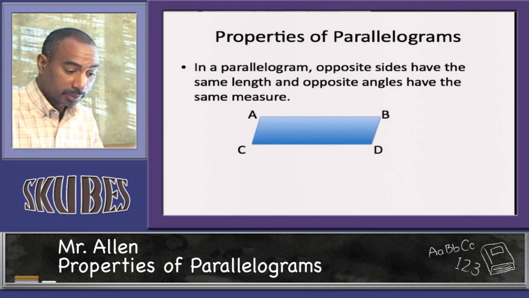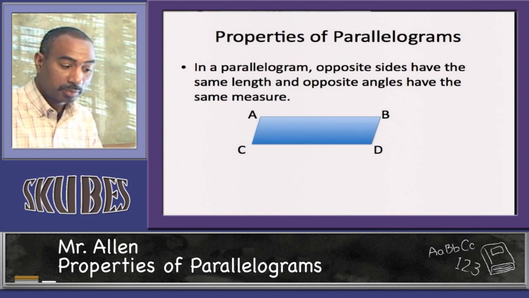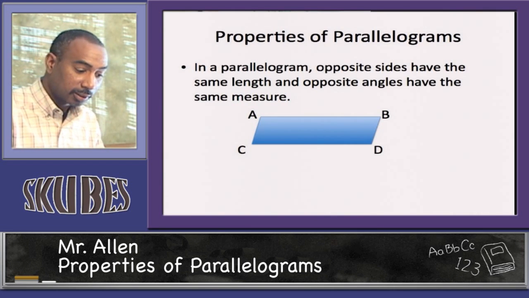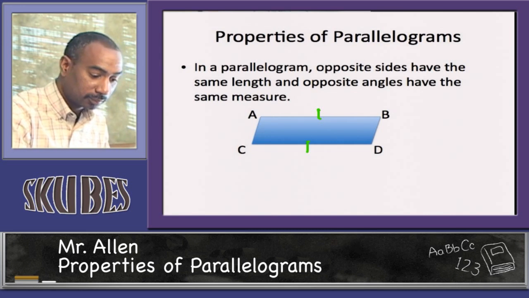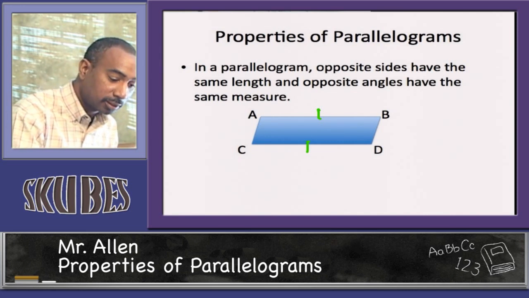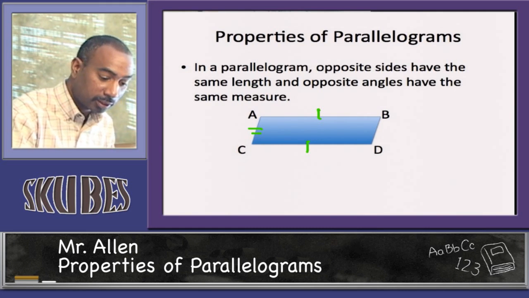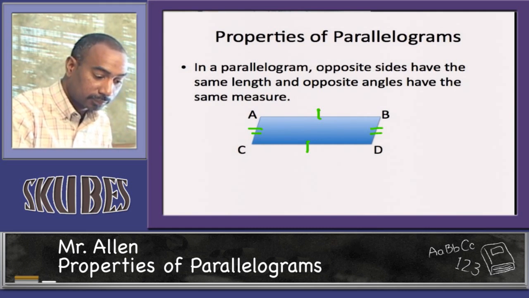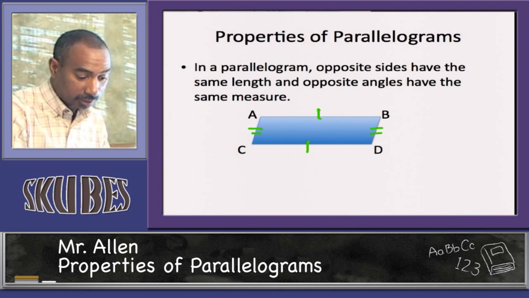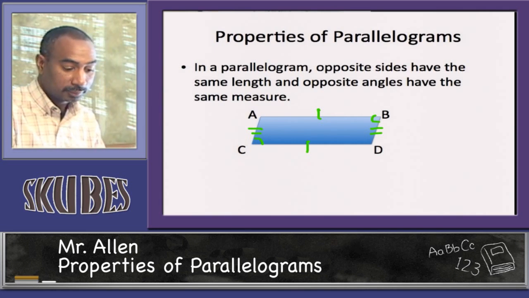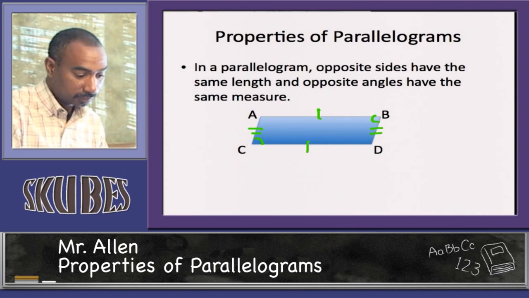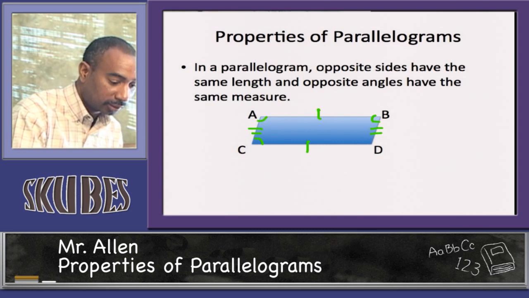All right, in a parallelogram, opposite sides have the same length and opposite angles have the same measure. So that means the length of AB is the same length as CD. And the length of AC is the same length as BD. And the opposite angles, angle C has to be equal to angle B. And angle A is congruent to angle D.